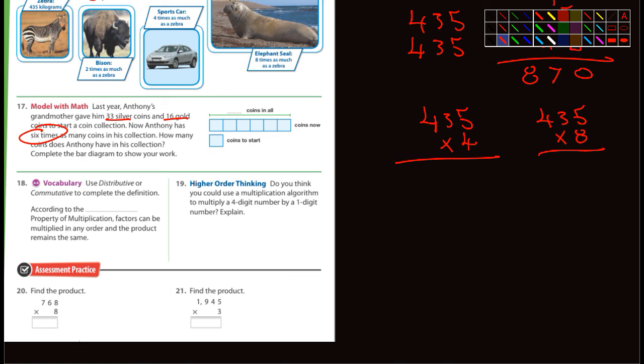To multiply a 4-digit number by a 1-digit number. Of course you could. Here's a 4-digit number. 8,223. And if I was going to multiply that by a 1-digit number, I could use 2. And I could do that. So yes, explain. You could do that.